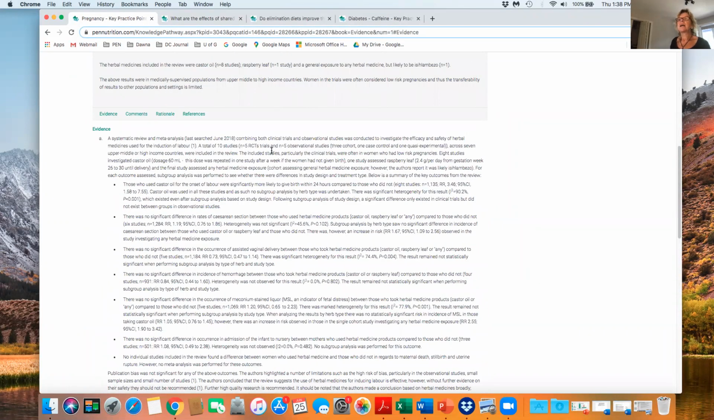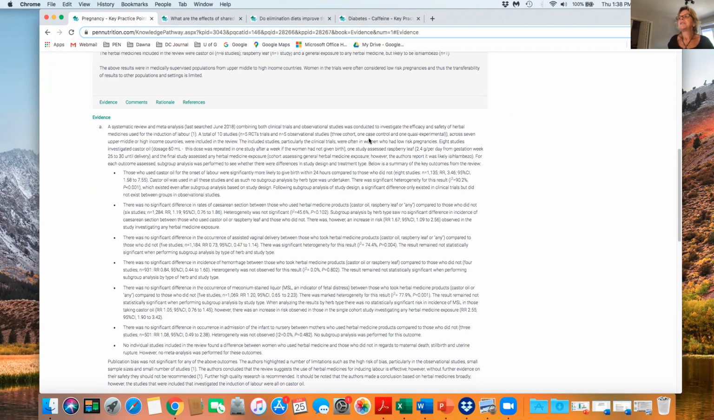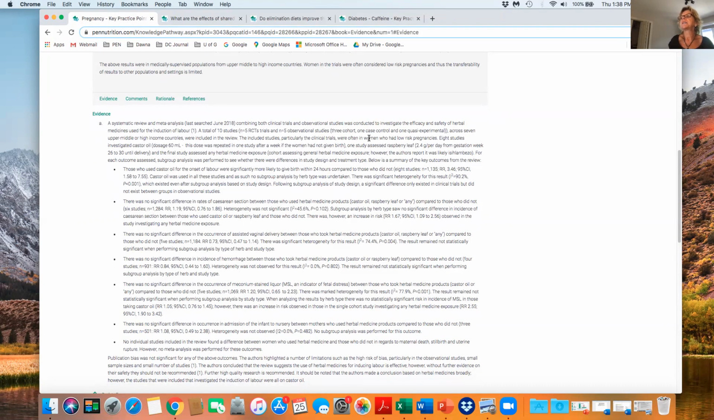The author who wrote this is describing that it was based on both clinical trials and observational studies conducted to investigate the efficacy and safety of herbal medicines used for the induction of labor. They are describing the number of studies, 10 studies included, and describing the populations. They were clinical trials, often in women who had low-risk pregnancies. And then what were the interventions? Many different interventions: castor oil, what the dose was, raspberry leaf, herbal medicine exposure.